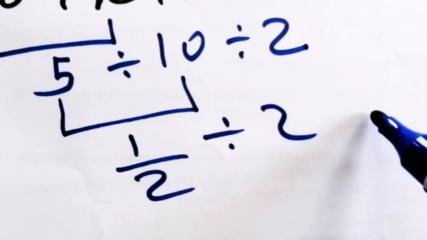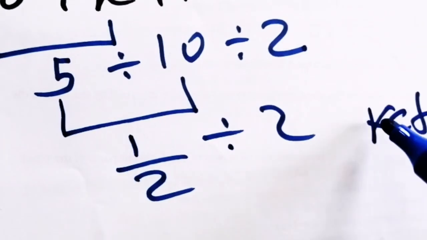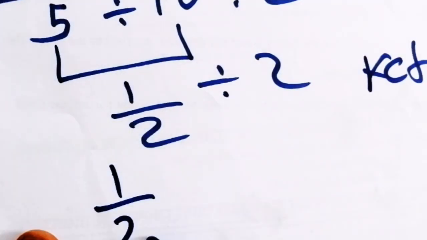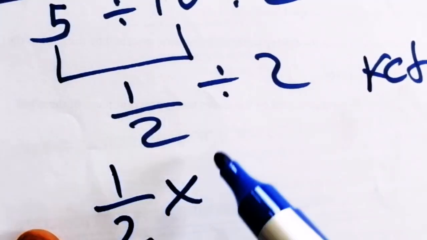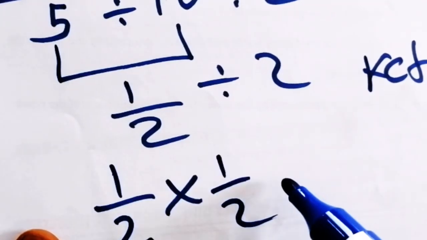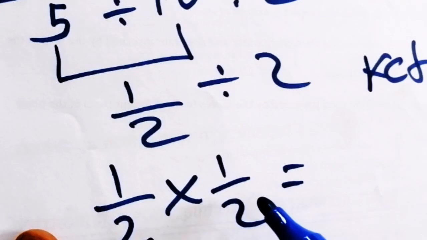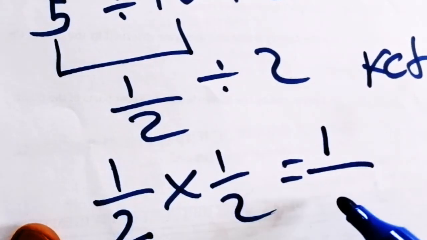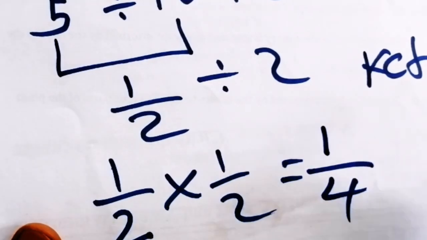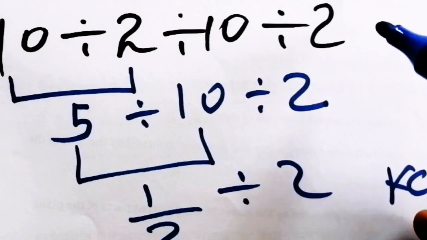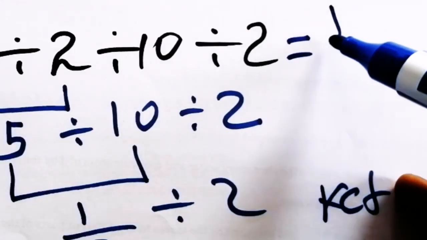Then according to the KCF rule, K stands for keep, C stands for change, and F stands for flip. Therefore, we keep the first fraction, change division into multiplication, and flip the second number, which is 1 over 2, okay? Then 1 over 2 times 1 over 2. 1 times 1 equals 1, and 2 times 2 is 4. This is the correct answer of this problem, okay? The correct answer of this problem is 1 over 4.